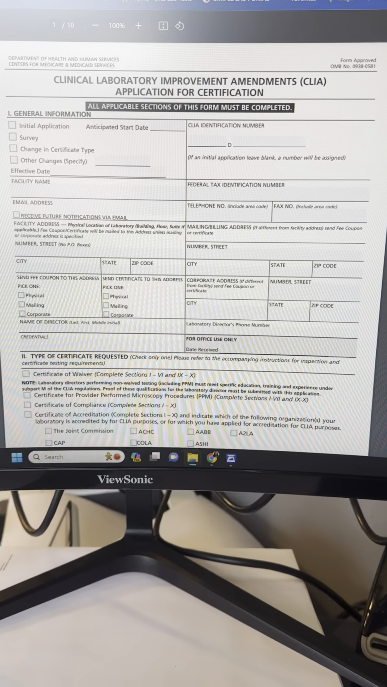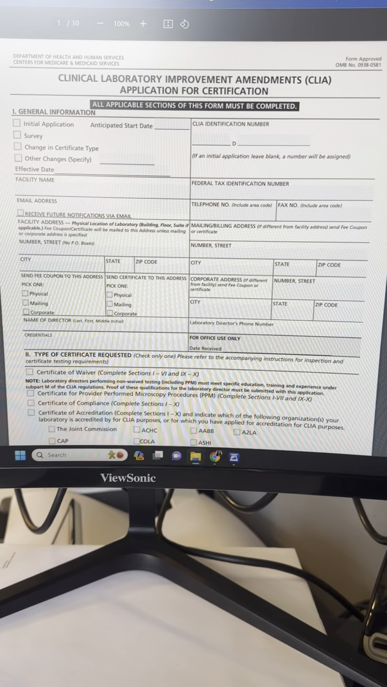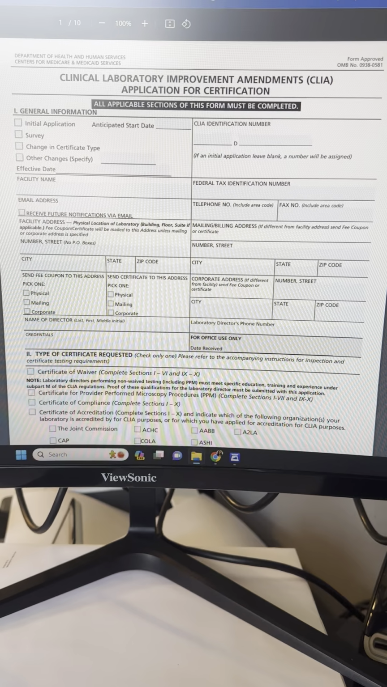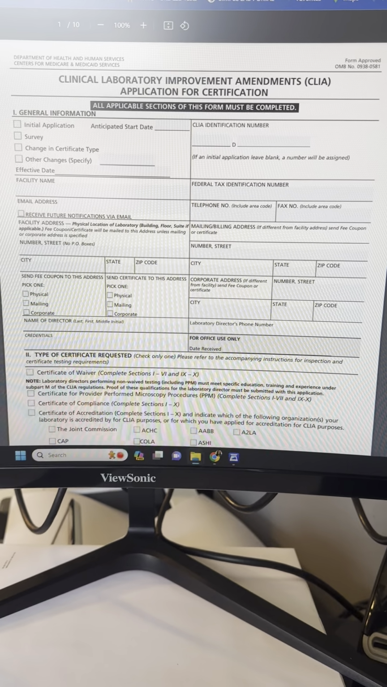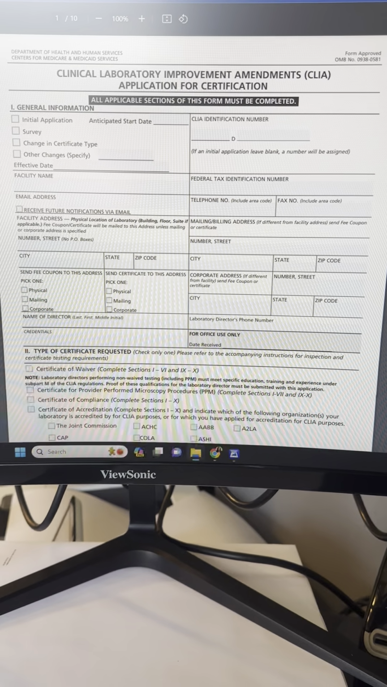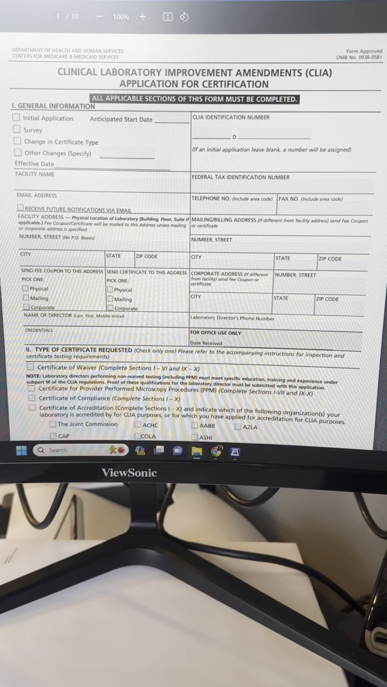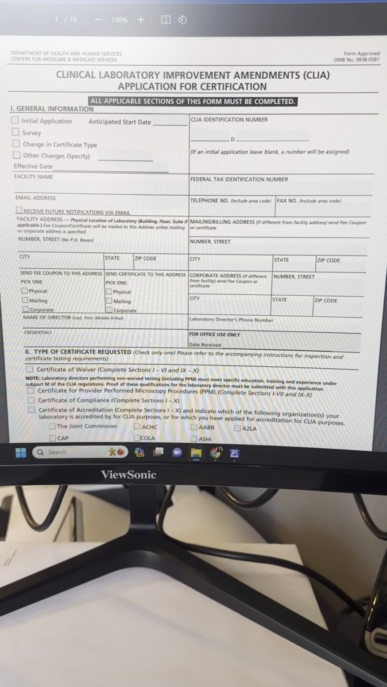Today I am going to go over this Clinical Laboratory Improvement Amendment application for certification. This is the CLIA lab application. Keep in mind, I am in Illinois, and disclaimer, I'm not advising anybody or telling anybody what to put on their CLIA application. I am merely showing you what I did. With that being said, let's get started.